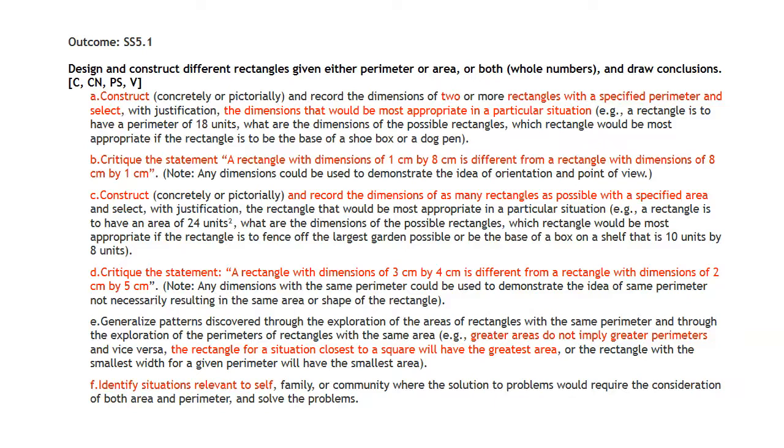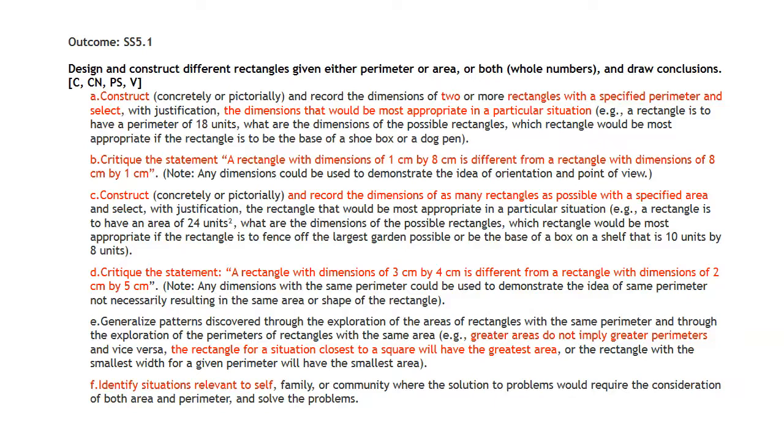D is very similar to B. Critique the statement, a rectangle with a dimension of 3 by 4 is different from a rectangle with a dimension of 2 by 5. So we'll have a look at that as well. E says generalize the pattern. So by looking at all these different rectangles, and if you look at the area in red here, when you have a larger area, that doesn't always mean that you're going to have a larger perimeter because of the way that you can draw the rectangle, and vice versa.